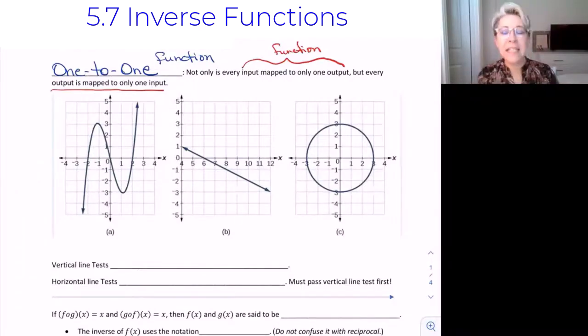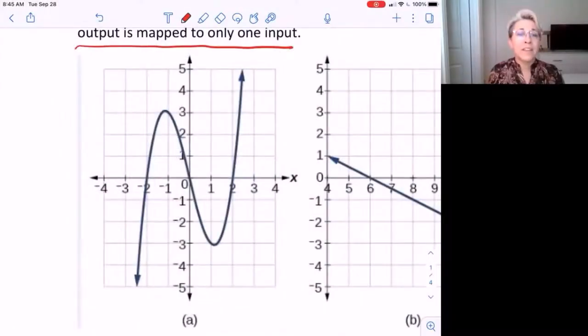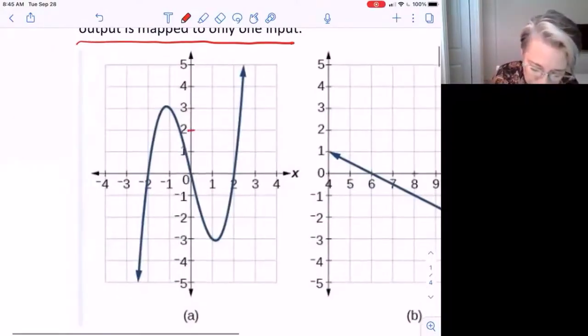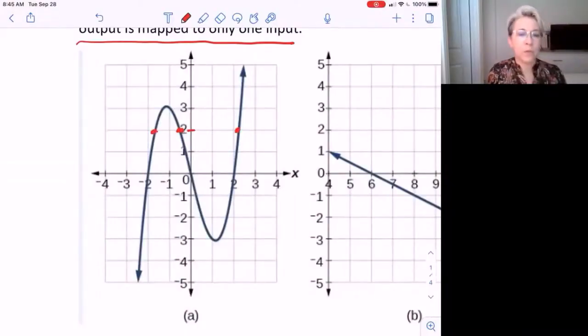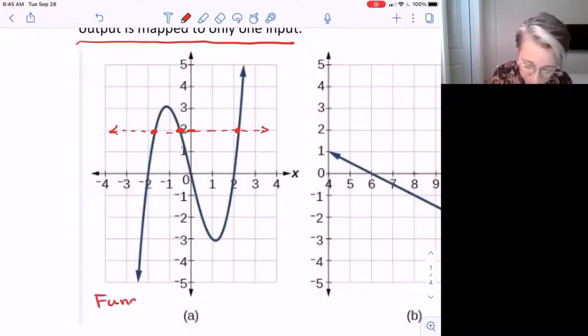So you may recognize these three graphs. We talked about these three when we were looking at a function. This first graph is definitely a function. Every x value is mapped to only one y value. But if I picked a y value, say like 2, notice it has 3 different x values mapped to that one y value. So if we were to pass a horizontal line through that graph, it would hit the graph at more than one point. So this guy is a function, but not one-to-one.